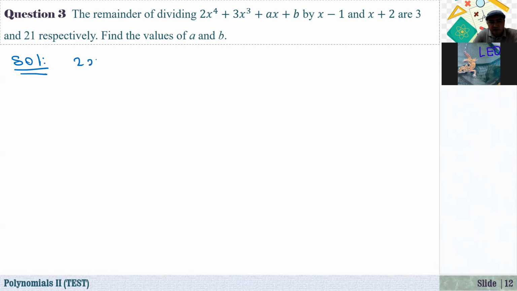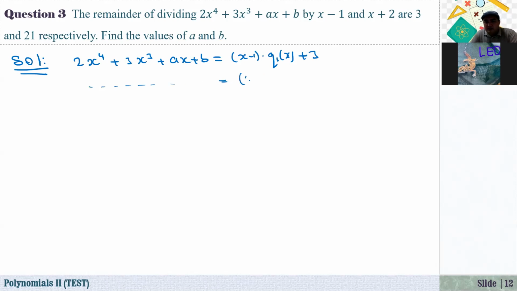So here we have 2x to the power of 4 plus 3x cubed plus ax plus b is equal to, if you divide it by x minus 1, the quotient is q1 of x. And here the remainder is 3. Now the same thing, right? If you just divide this by x plus 2, the quotient is q2 of x.